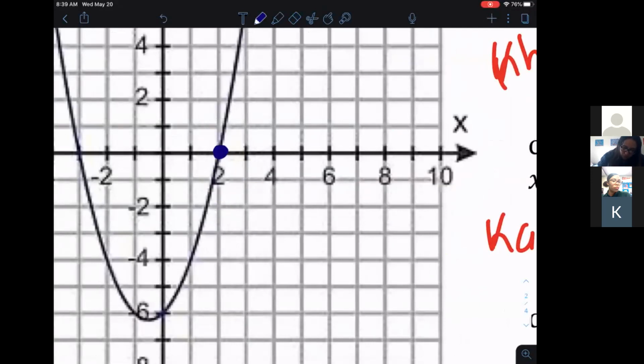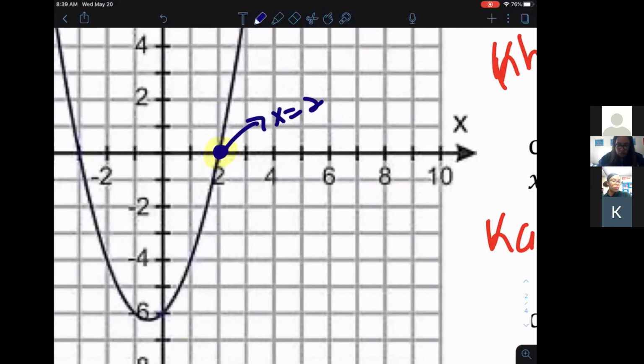We'll have to find the y. Okay, so here's when x is 2. So what's the y value there? Y value is... So it's just on the x-axis, right? So what's that y value right there?